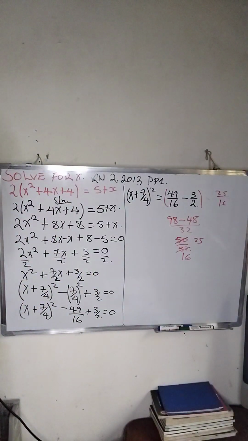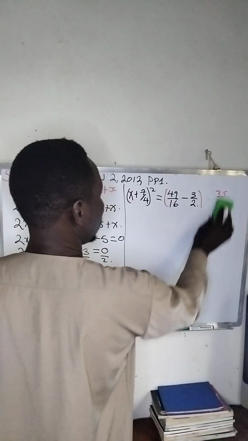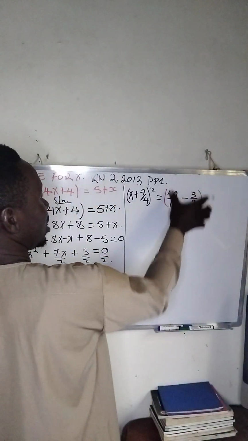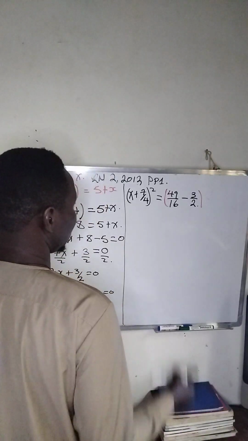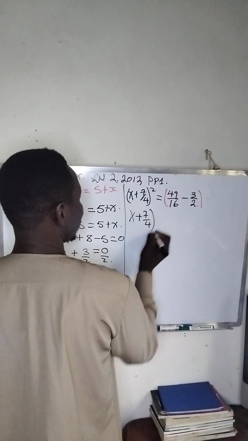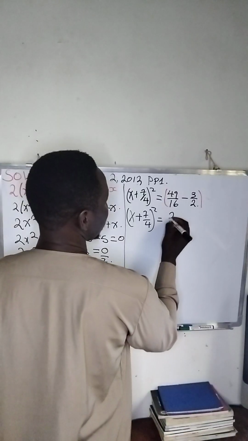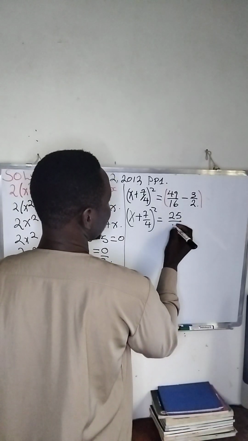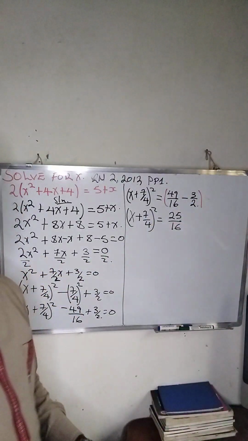Are you seeing that one? Yes, we proceed. Now, we have observed that when you use a calculator here, after subtracting, you will be left with something like this: (x + 7)/4, all of it squared, is equal to 25/16. When you complete this one, it will give us that.